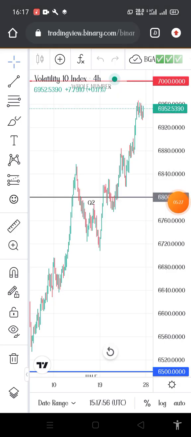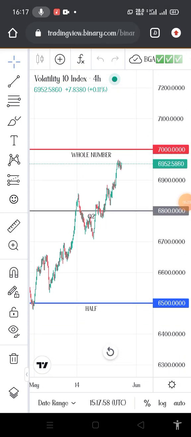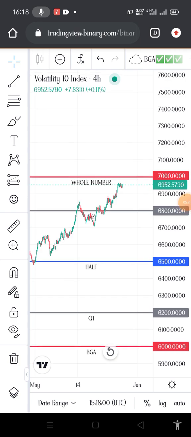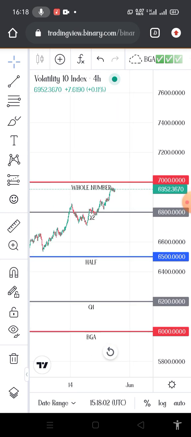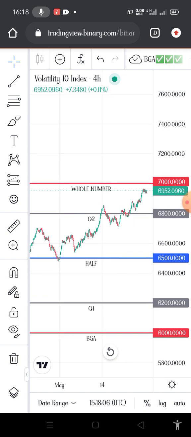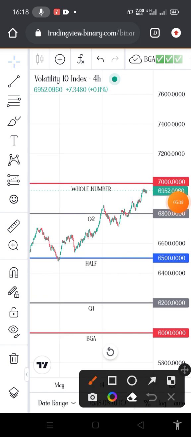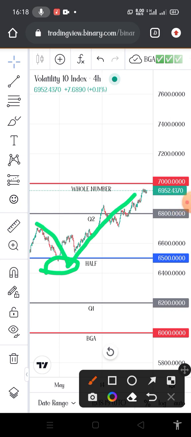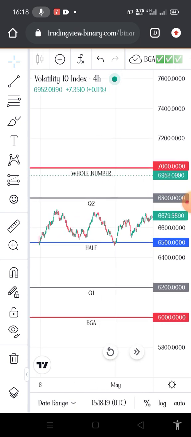So now we've moved to 4 hour time frame. We'll move to the left to see. Okay, now this is the half. Take a look at this now. This is the BGA half. It came down, it bounced here, and it moved straight up. It moved straight up to this place, right? You see?